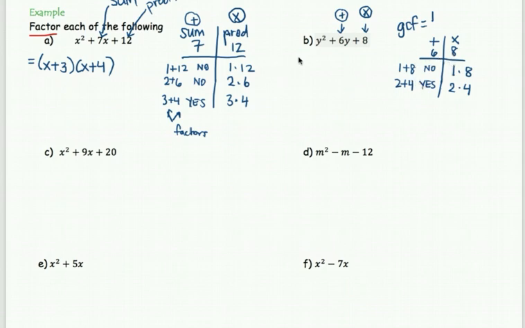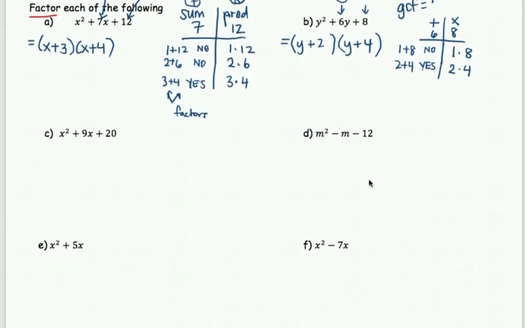So we did that. Now all we're going to do is write the two sets of brackets like this. In this case here it was x and x, but here it's y that we're using, so we're just going to write y here. Then the two numbers are positive 2 and positive 4, so we just write plus 2, plus 4, like that. And then you're done. All right, on to the next one.